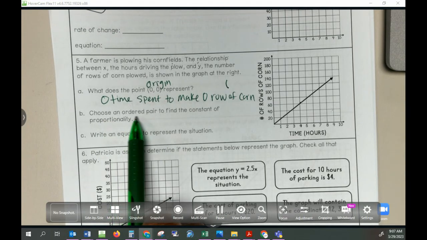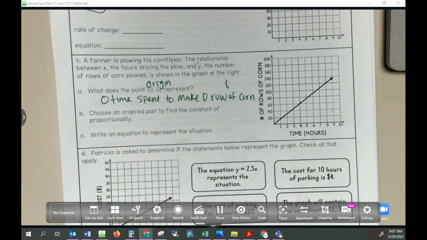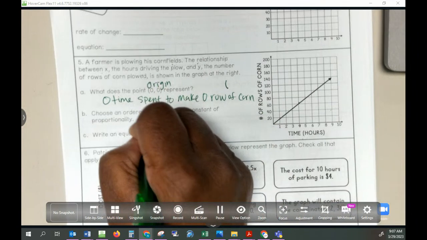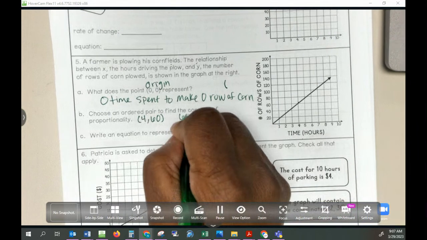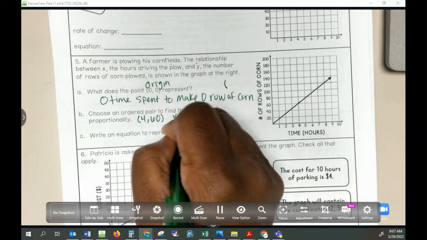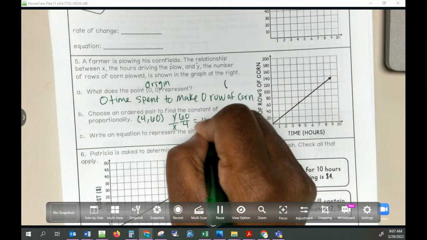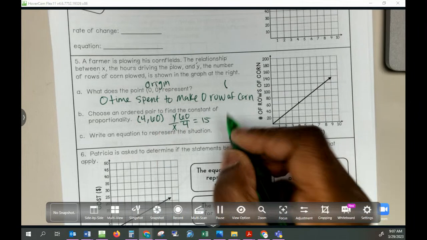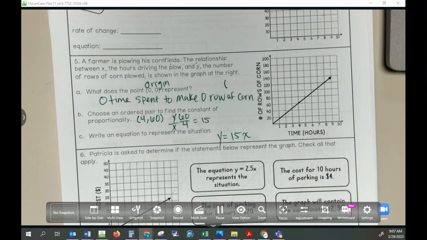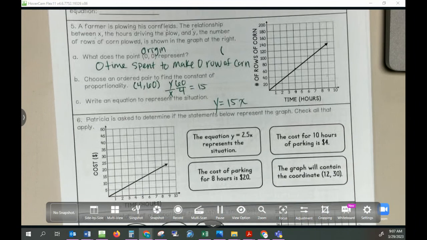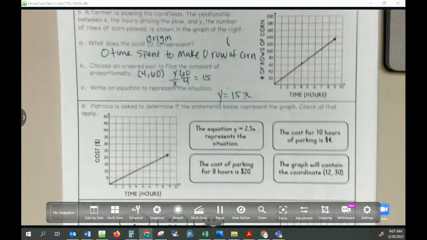All right, so choose an ordered pair to find the constant rate of proportionality. So we already said 4 and 60. So what will be our rate of change here? 15, because you did 60 divided by 4, because that's y over x, and you got 15. And so our equation then will be y equals 15x. Great job. All right. Can we have someone do number 6 for us, please?